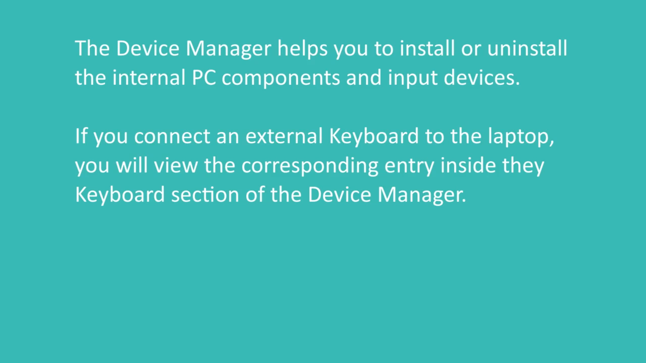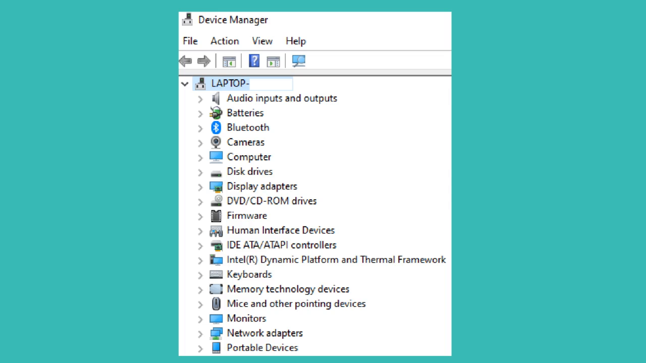If you connect an external keyboard to the laptop, you will view the corresponding entry inside the keyboard section of the device manager. So if you install a keyboard here, or an external mouse, or an external monitor to the laptop, or if you have DVD or CD-ROM drives, you can easily pull down this and modify the settings.